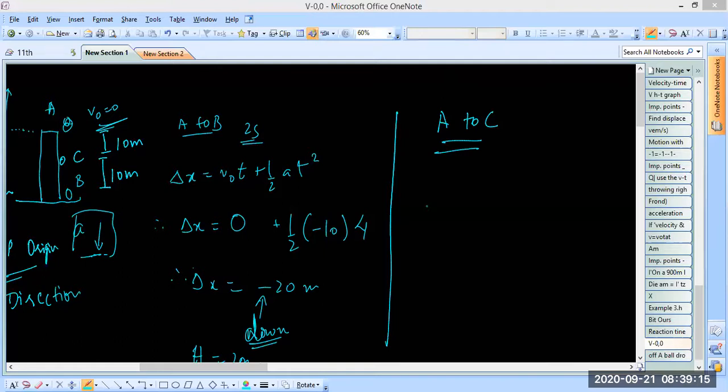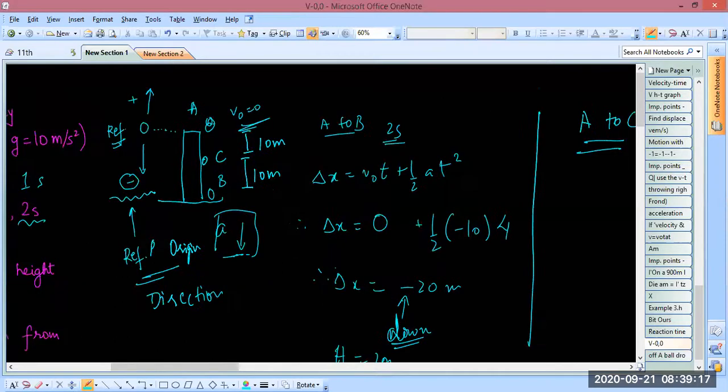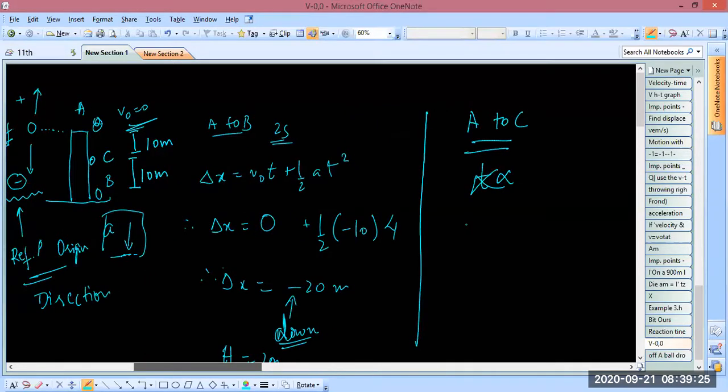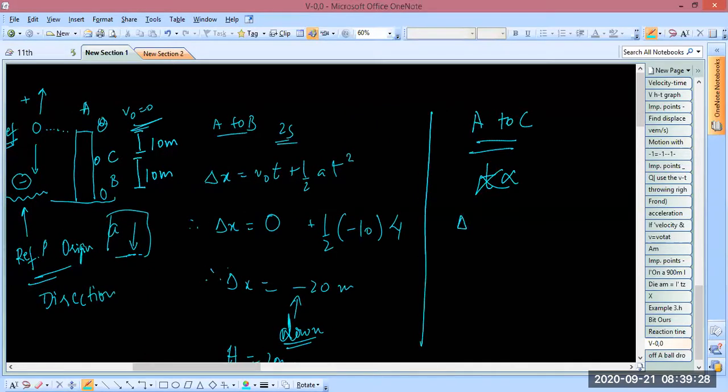See, here we don't know the time that it takes to go from A to C, right? I repeat, we don't know the time interval. So we will not use the second equation, we will use the third equation. So 2a delta x equals v square minus v0 square. So you could write 2a for acceleration, minus 10. How much is delta x? What is delta x from A to C?